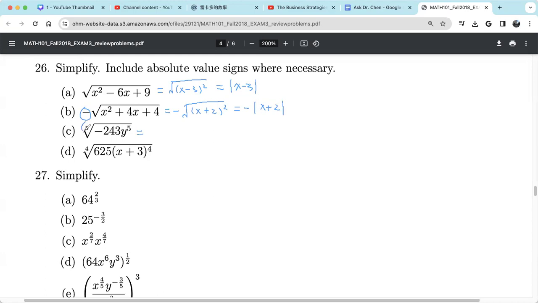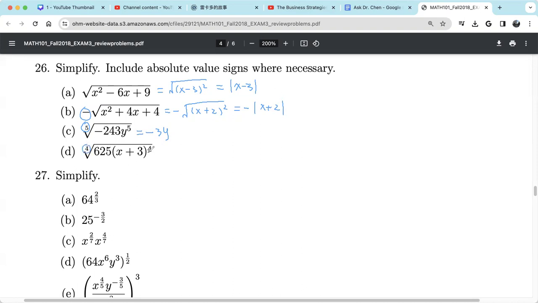243, so the index is 5, an odd number, so we still get a negative sign. 243 is 3 raised to the 5th power. So 3 to the 5th with index 5 is just 3. Then y to the 5th with index 5 just becomes y. So negative 3y.